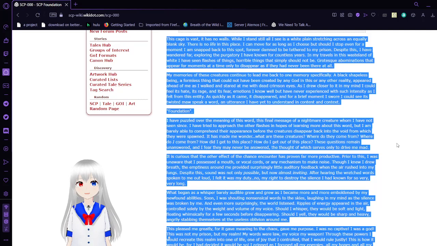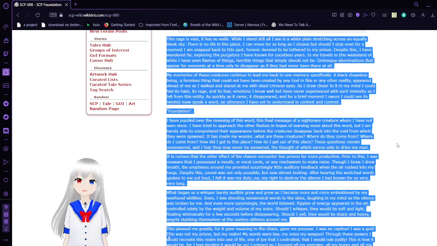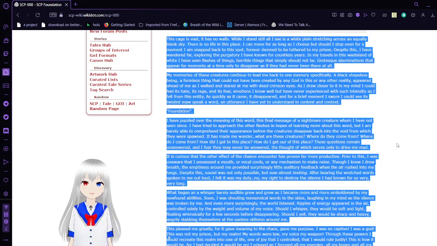This cage is vast. It has no walls. While I stand still, all I see is a white plane stretching on an equally blank sky. There is no life in this place. I can move for as long as I choose, but should I stop even for a moment, I'm snapped back to this spot. Rather, damned to be tethered to my prison. Despite this, I have wandered far, exploring the purgatory I have known for countless years.